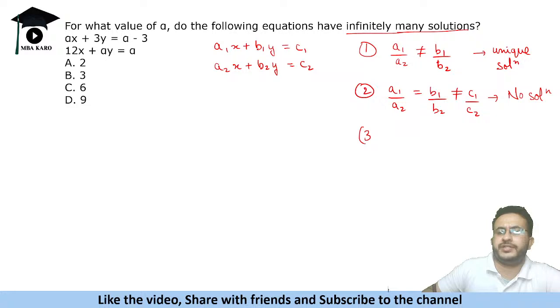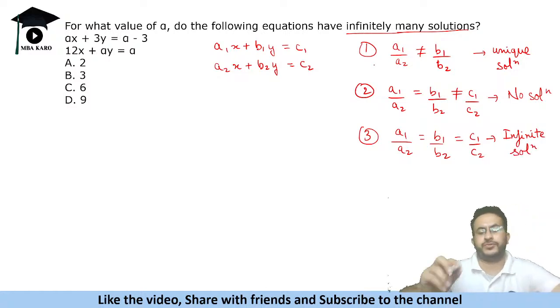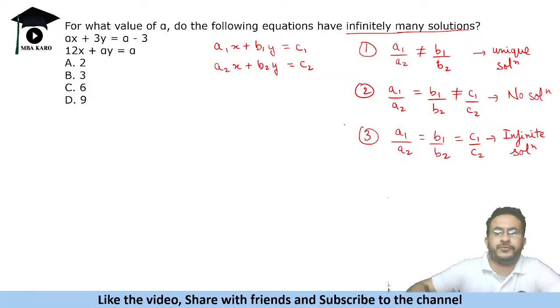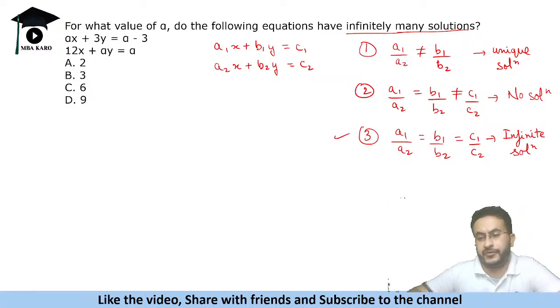And the third scenario is if a1 upon a2 is equal to b1 upon b2 is equal to c1 upon c2, then you have an infinite number of solutions. Okay, so these are the three cases. Now we have got this, so we have to take this condition. The third one, we have to find infinite solutions, right?